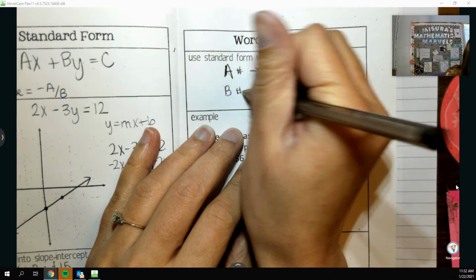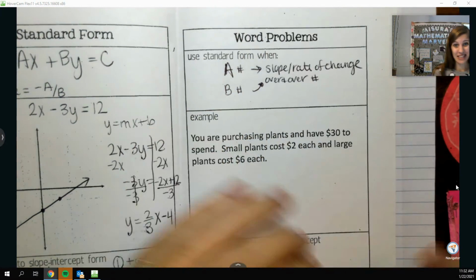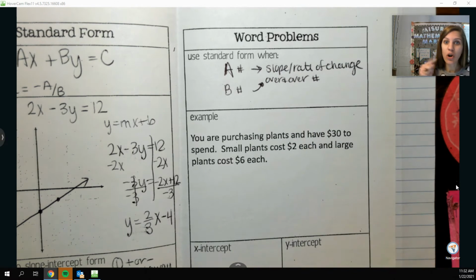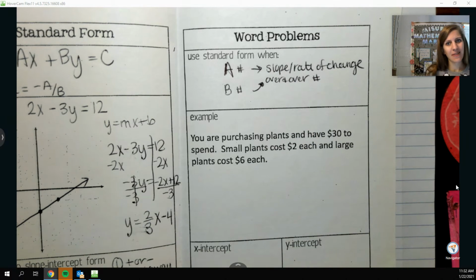Your B number is also going to be a slope number. So it's also going to be a slope or rate of change number, an over and over again number, but for a different thing. So that's why this is so good. Normally you can only have 1 slope, but for standard form, you can have 2 slopes.